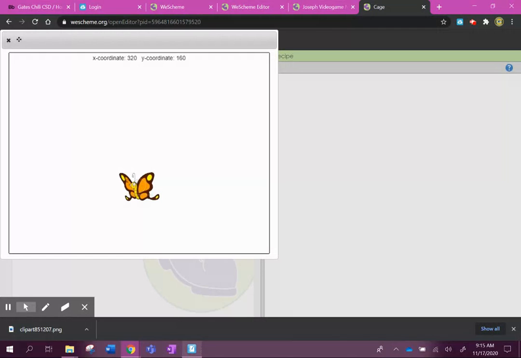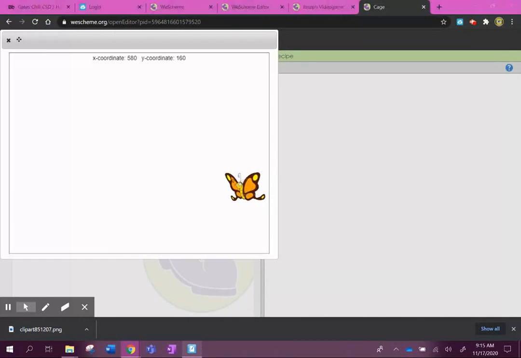What happens when you move Sam past the edges of the yard? Does he stay on screen? Let's see. Nope. So I moved him past the edges. His coordinates are still changing, but I no longer see him. So the answer to that question is no.